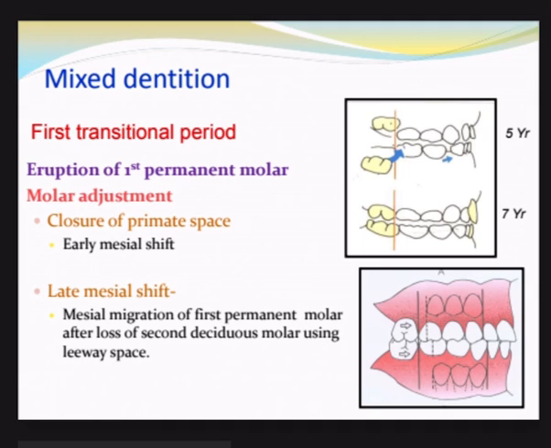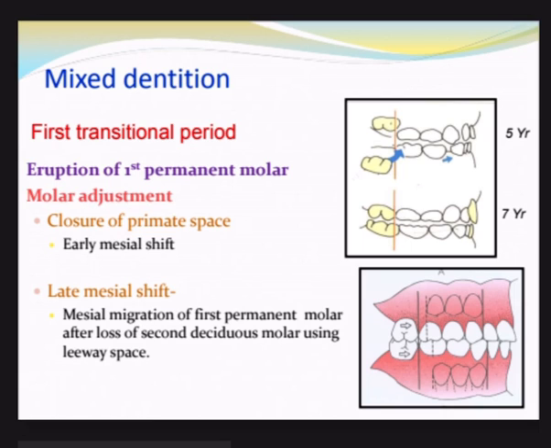Class 1 molar relationship. Okay, now in certain individuals, if there is no spacing, as I told you, there can be spaced dentition as well as non-spaced dentition. So in some children there will be no spacing, so they cannot utilize the primate spacing, but still they can achieve class 1. How? By mesial migration of the first permanent molar after the loss of the second deciduous molar, utilizing something called leeway space.